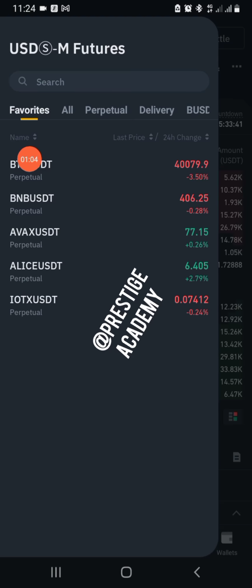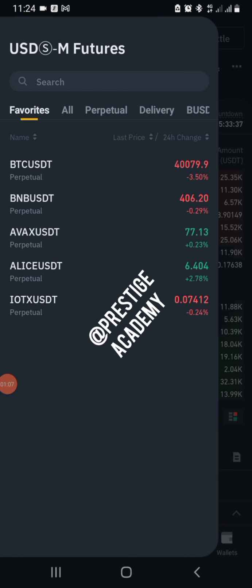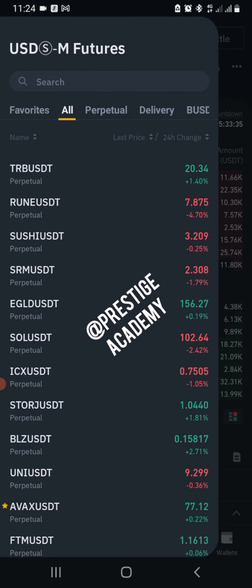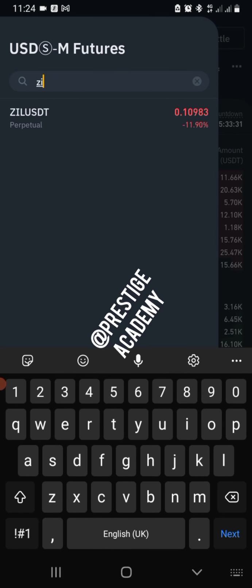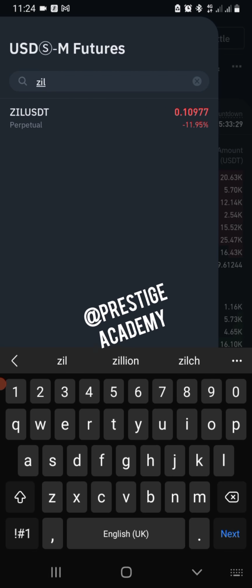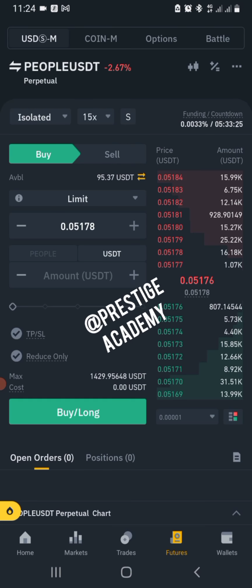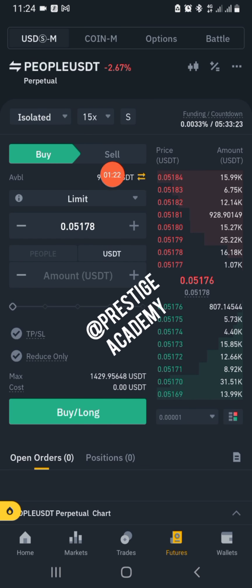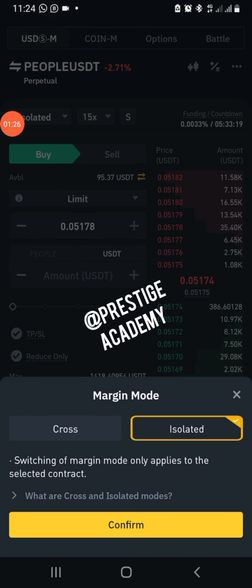You can go to All and check, and if you didn't see the coin you want to trade, you search. Let's say we are searching for Zilka. This is it, it just pops up. Now the next thing we have here is isolated. I'll be explaining everything one after the other.